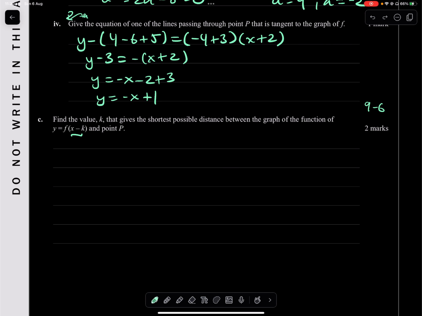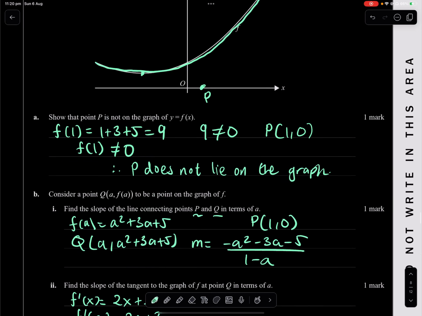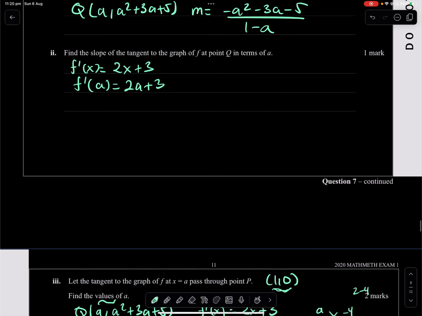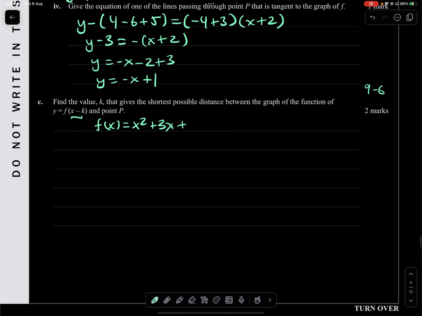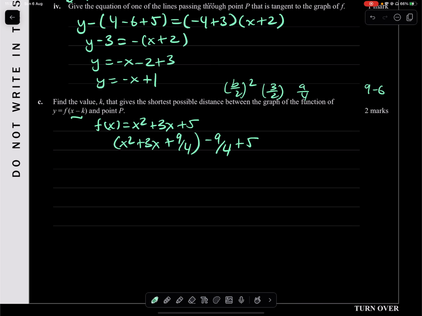Okay, f of x is x squared plus 3x plus 5. To find the turning point, we're just going to use turning point form. So I'm going to say x squared plus 3x. We know b over 2 squared, so 3 over 2 squared is 9 over 4. So we're going to say plus 9 over 4 minus 9 over 4 plus 5.